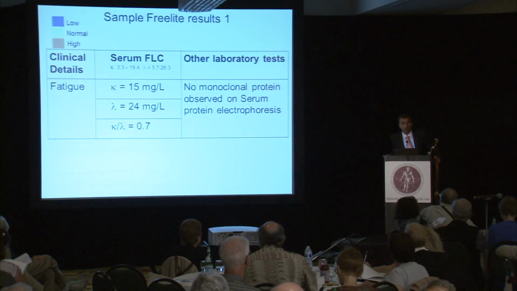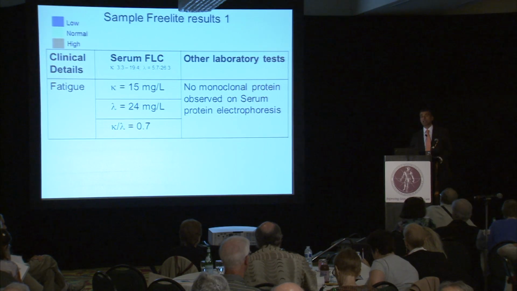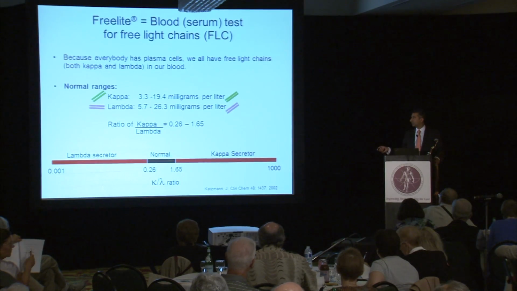Yes? The question was, what is a high number that's dangerous on lambda? And the answer is anything outside the normal range. So the upper limit is 26.3. If it's above 26.3, then that's something to watch out for.